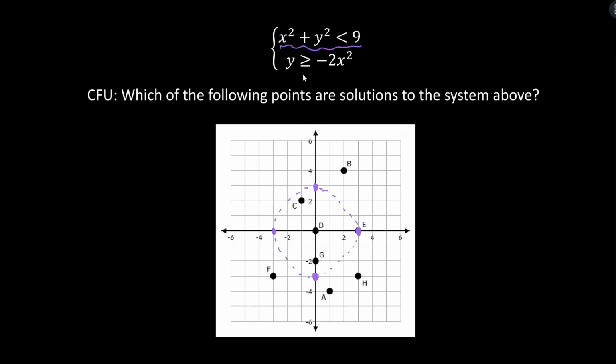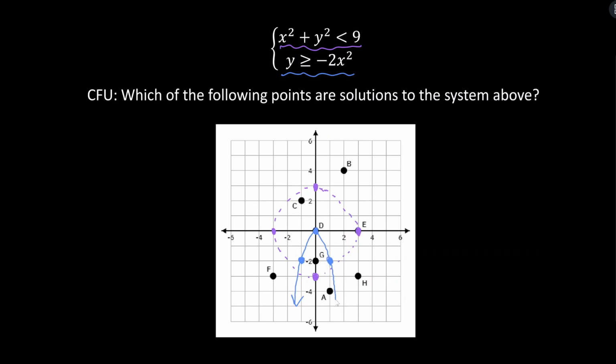So y is greater than or equal to negative 2x squared. Very similar to one we did earlier. This is a quadratic, it's a parabola, it opens down, it's stretched by 2, and it's greater than or equal to. So I'm using a solid curve here, no dots needed. So starting at the origin, put a dot there. I'm going left 1 down 2, that's a point, and I'm going right 1 down 2, that's a point, and I'll draw a solid curve through there.